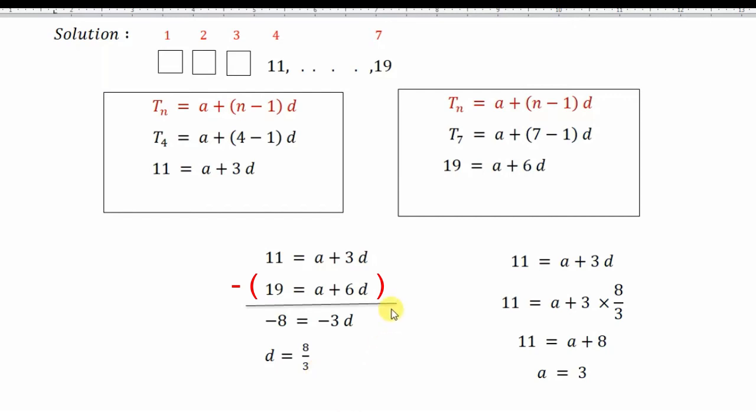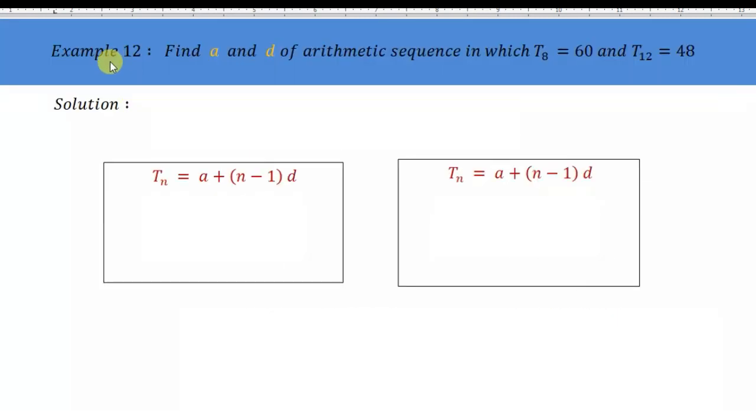So when they don't give you a sequence and they just mention two terms of the sequence, this is how you can find the value of d and a. Next. Example 12. This example is the same as the previous one, example 11. If you want, you can pause the video and try it yourself and check the answer later.